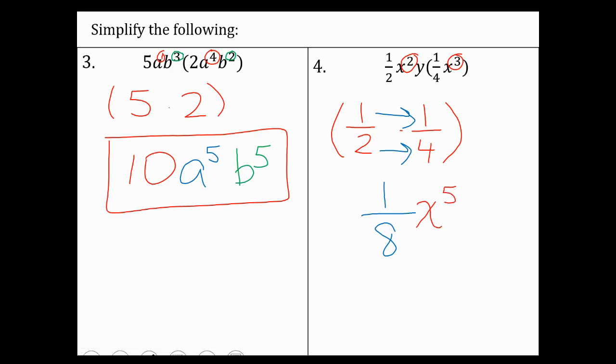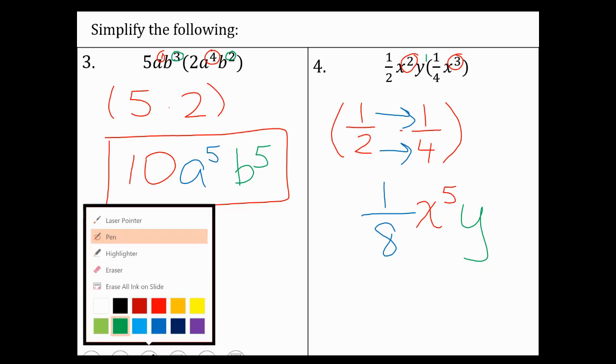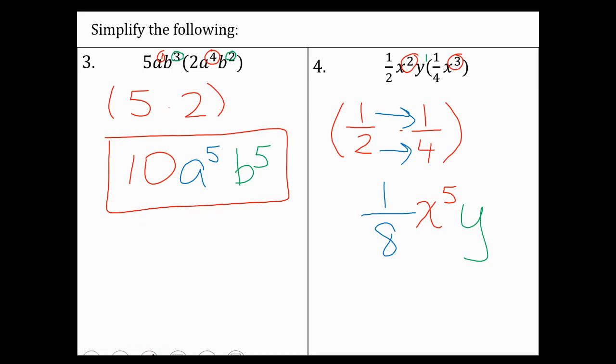And now let's pay attention here. This has a y, but this does not. Now, if there is no like variable, you can't do anything with this y. You can't add this invisible 1 to anything. So you're just going to leave it alone. You're just going to bring it right down. And don't add anything to it. Don't change it in any way. And that is our answer to the last one.